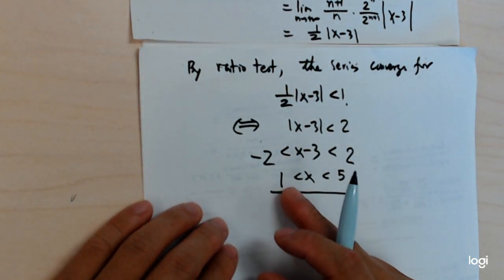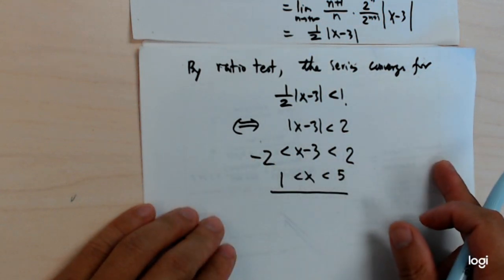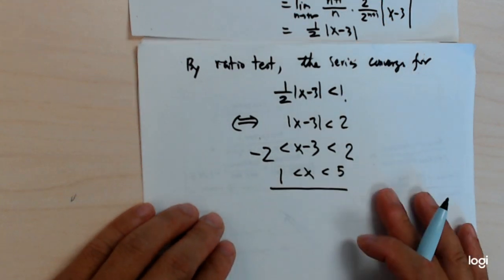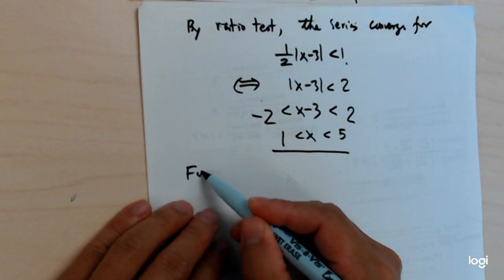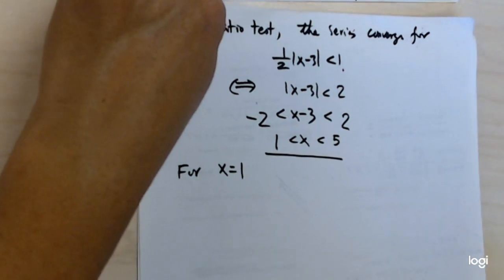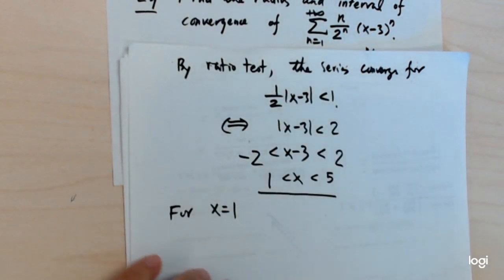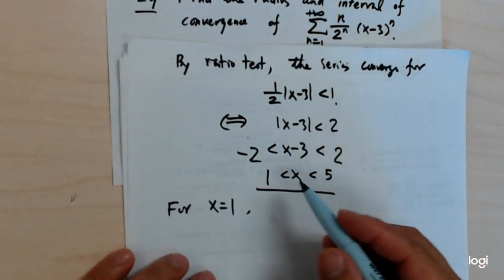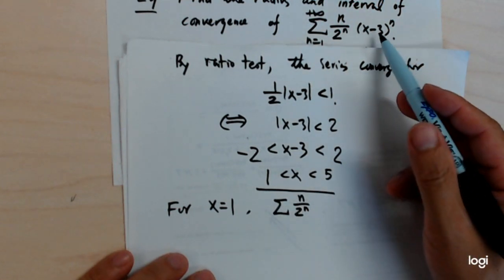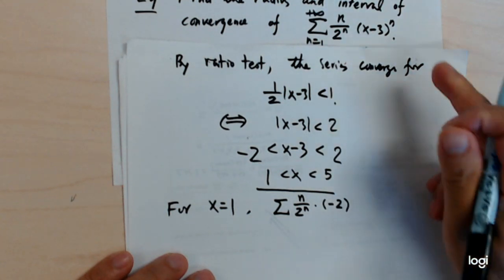But once again, we have to talk about the endpoints. Outside of this interval, meaning x is less than 1 and x bigger than 5, it's always divergent. But at those two endpoints, we're not so sure. So always check the endpoints, starting with x equal to 1. We need to plug that in. The series becomes this: 1 minus 3, which is negative 2, to the n.